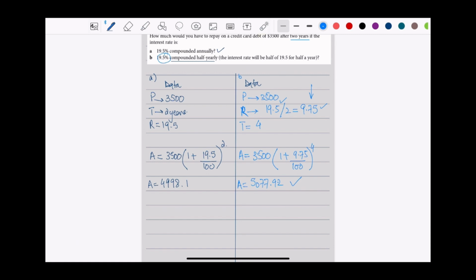So 2 years, how many months in 2 years? We would have taken 24 instead of the time.